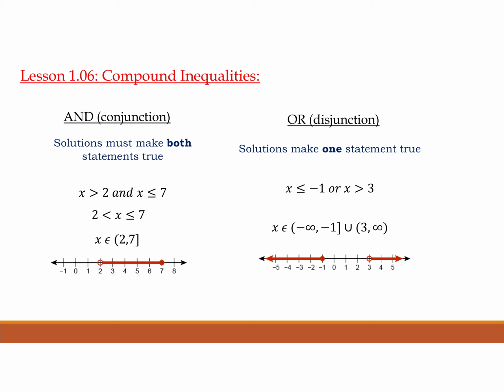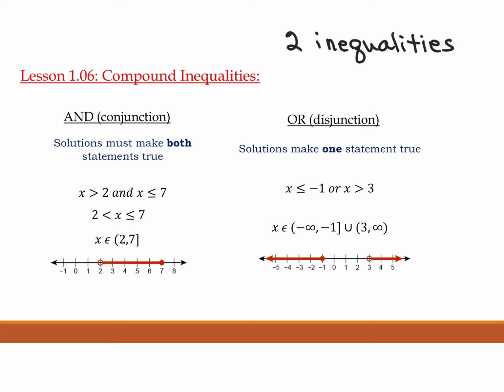A compound inequality is like a compound sentence. A compound sentence has 2 subjects, 2 verbs. A compound inequality is going to contain 2 inequalities. You may have an "and" compound inequality, which is called a conjunction, or you may have an "or" compound inequality, which is called a disjunction.